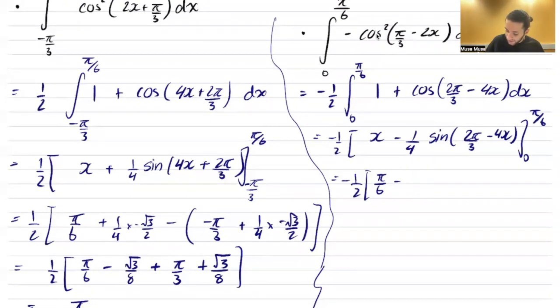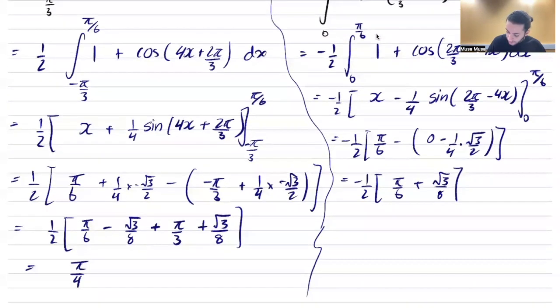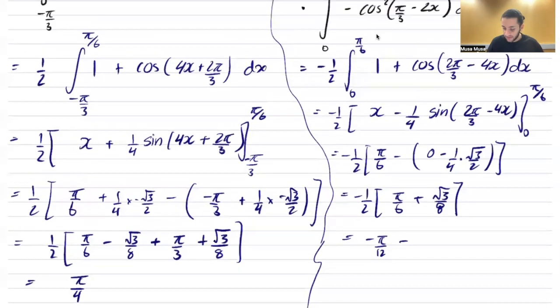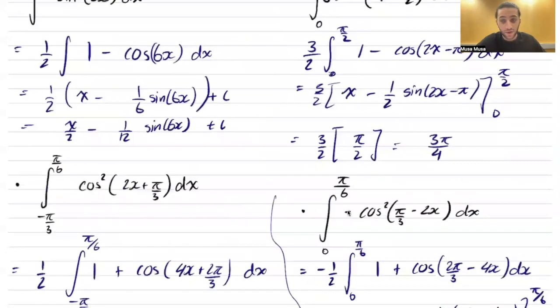And then when you sub in 0 into that, you get 0 minus sine of 2 pi on 3, which is root 3 over 2. So it's going to be minus a quarter times root 3 over 2. So minus 1 on 2, pi on 6, plus root 3 on 8. So then this is going to be, I guess we can expand it, negative pi on 12 minus root 3 over 16. There you go. I hope that helps. That's really as hard as integrating sine squared and cos squared is.